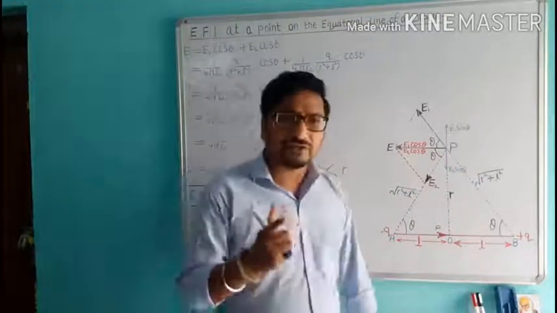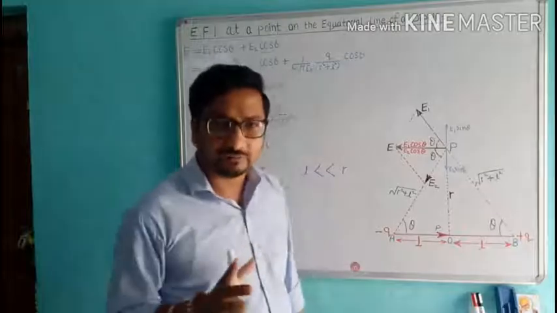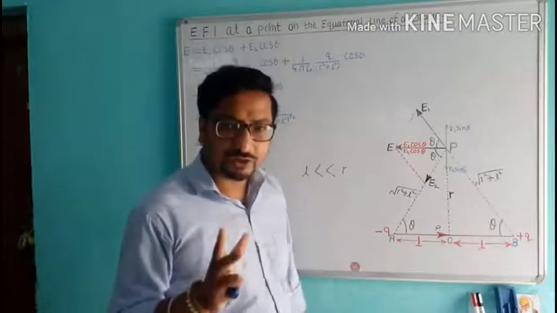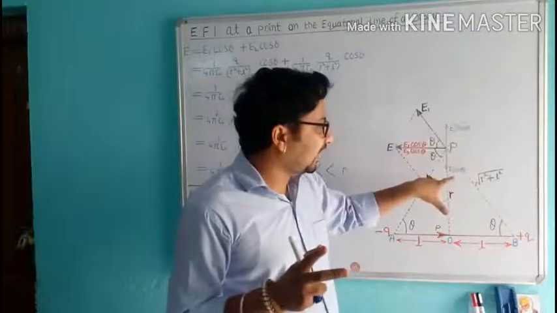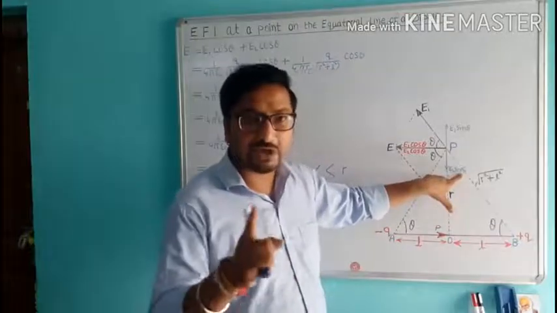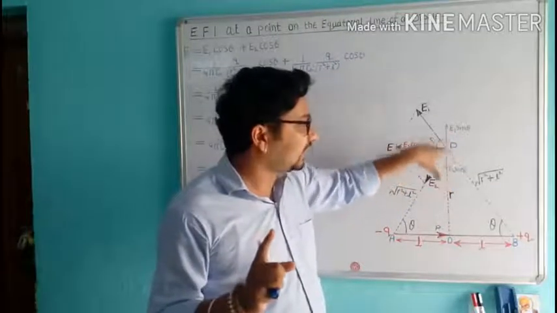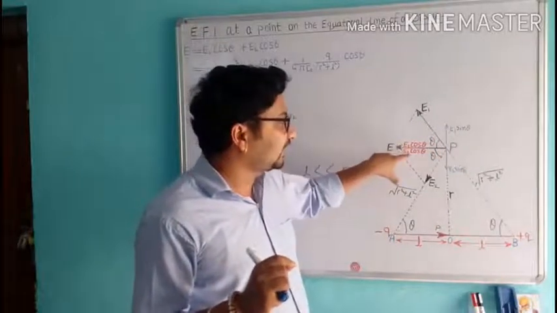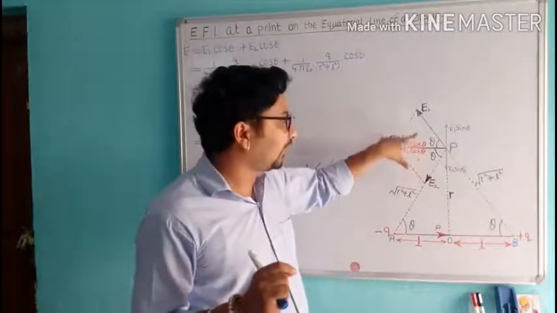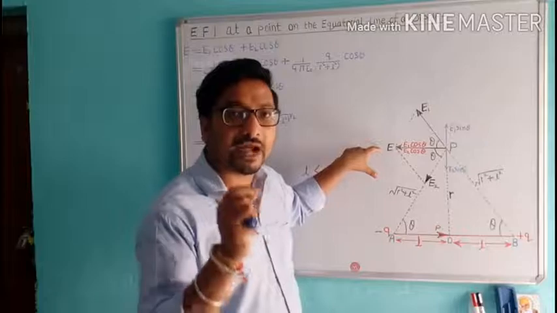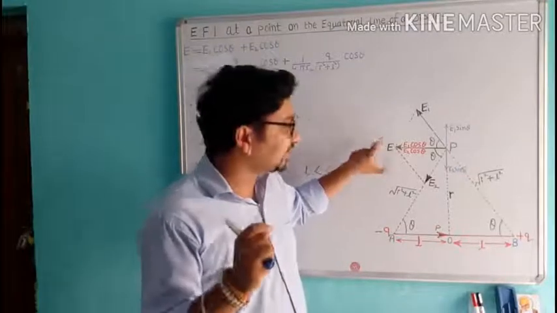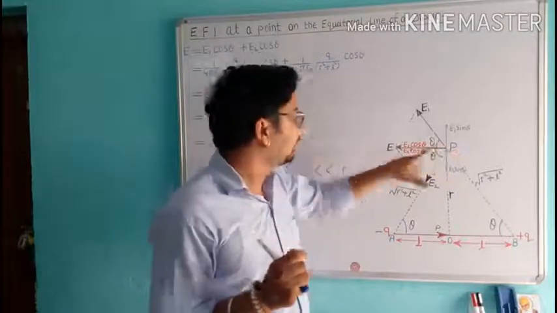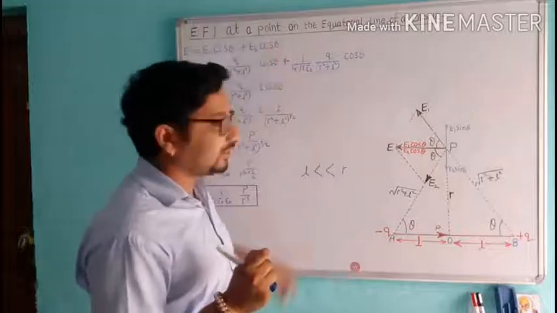Now, the magnitudes of E1 and E2 are equal. So, E1 sin theta and E2 sin theta are equal in magnitude but opposite in direction, so they cancel out each other. And E1 cos theta and E2 cos theta, both components, are in the same direction, so they combine to give the resultant electric field intensity at point P. The resultant electric field intensity at point P is E1 cos theta plus E2 cos theta.